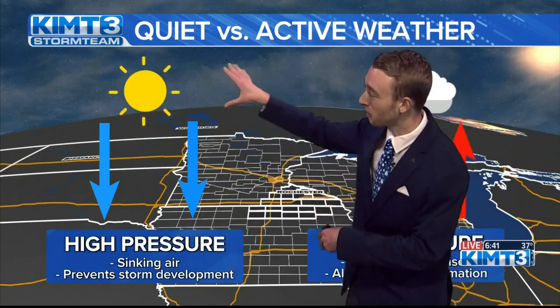So first we'll talk about high pressure. This system is typically associated with sinking air of the atmosphere. The air is coming from up above down towards the surface. So this prevents any storm or cloud development. That's why on high pressure days we have the sunshine, and it's very beautiful as you step outside.